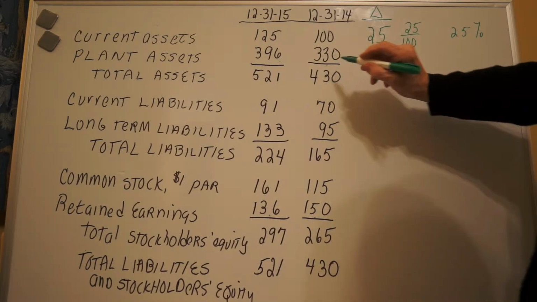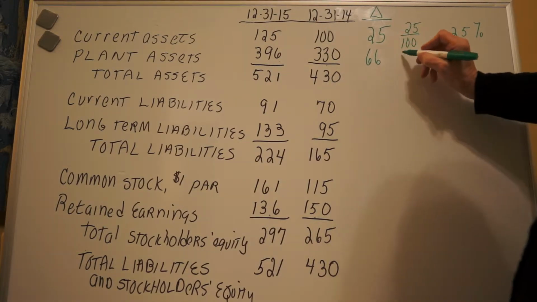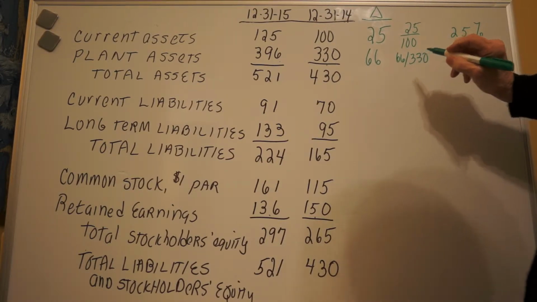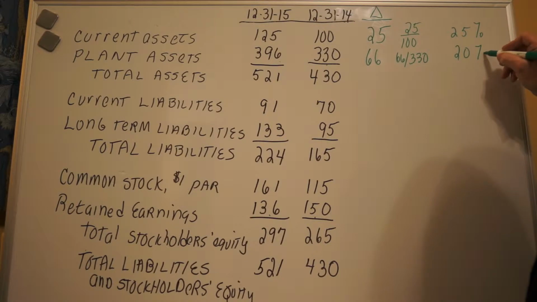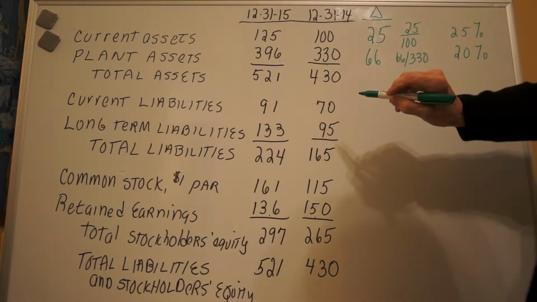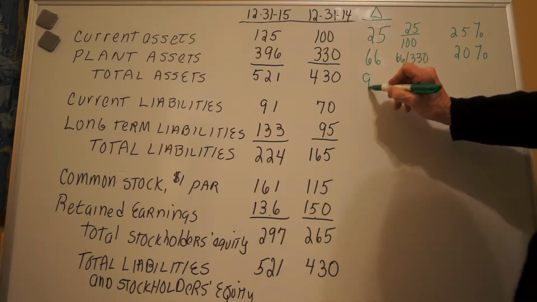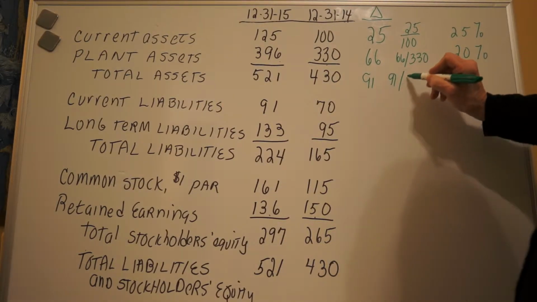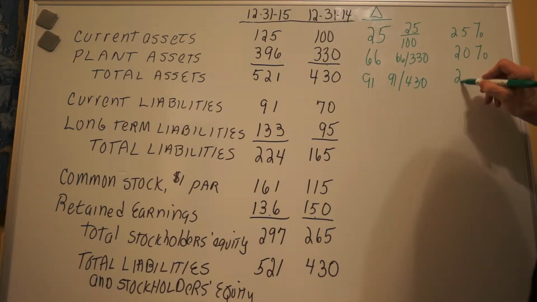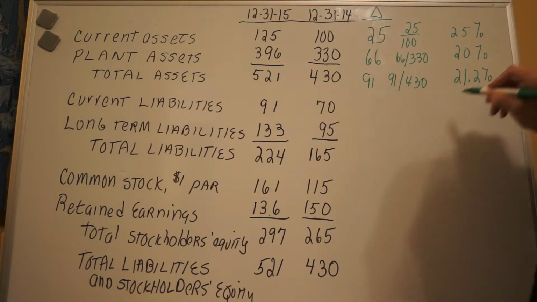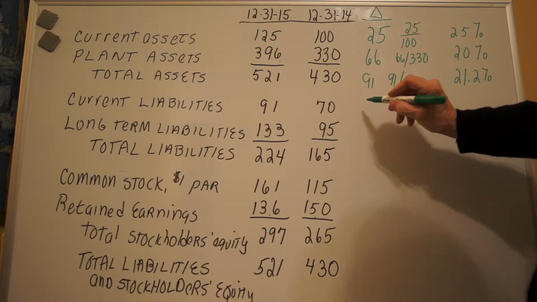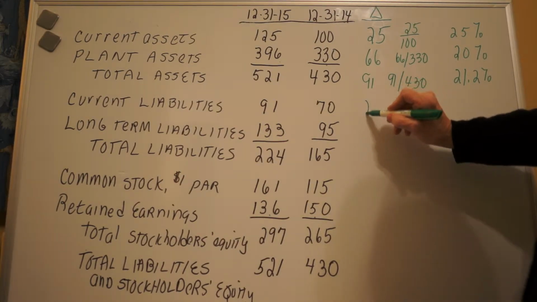396 minus 330, change of 66. 66 divided by 330, the base year, would give us a 20% increase in our plant assets. Total assets, we do the 521 minus the 430, change of 91. 91 divided by the base year would give us a percent change of 21.2. We do the same thing with our current liabilities: 91 minus the 70 in the base year, a change of 21.